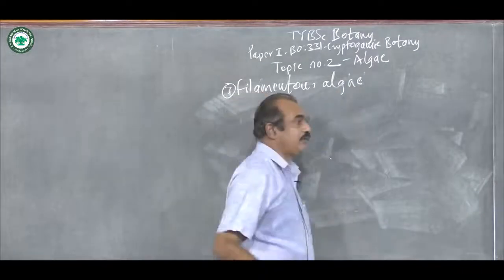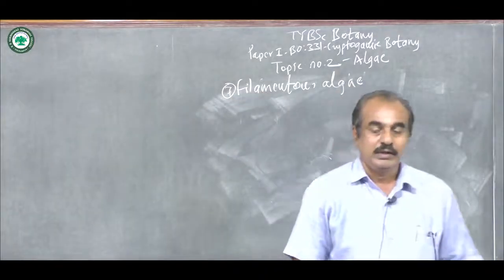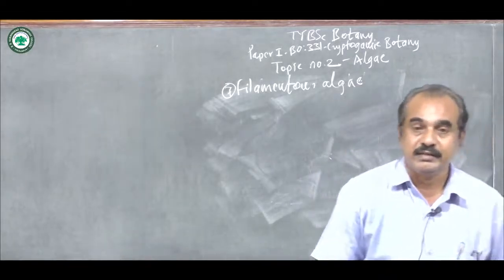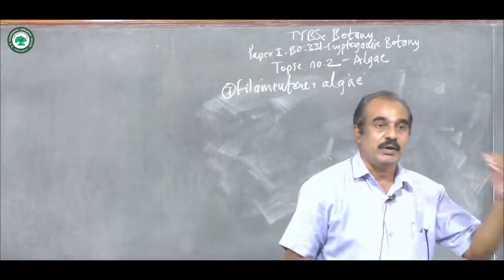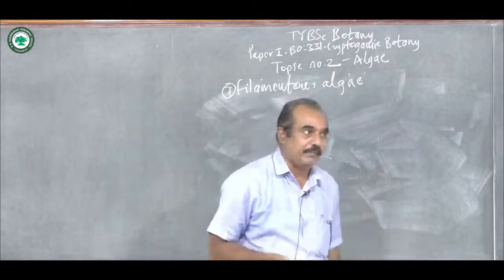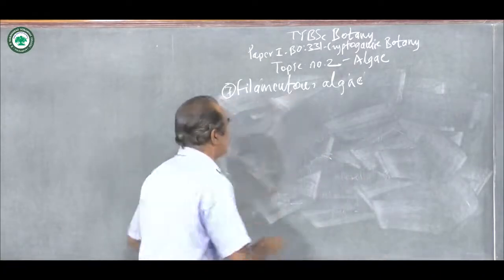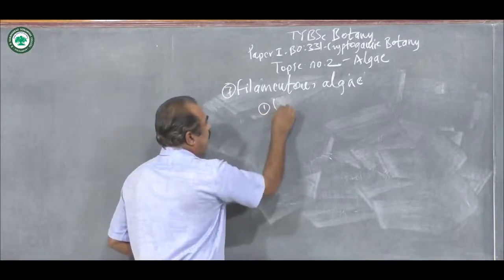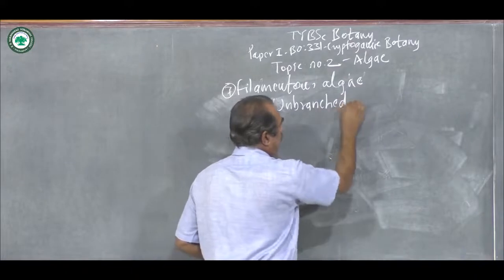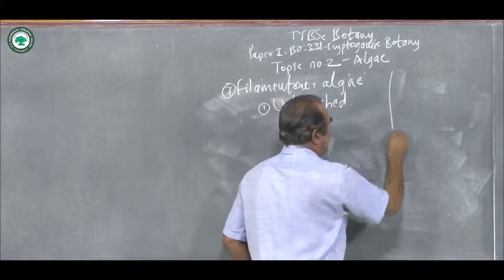Now in the filamentous algae, again different types of algae are found. Filaments are nothing but a thread-like structure, where the cells are arranged one above the other, and all the cells are joined to each other to form a filament. And it is again of different types. Number one, unbranched, for example, Spirogyra.